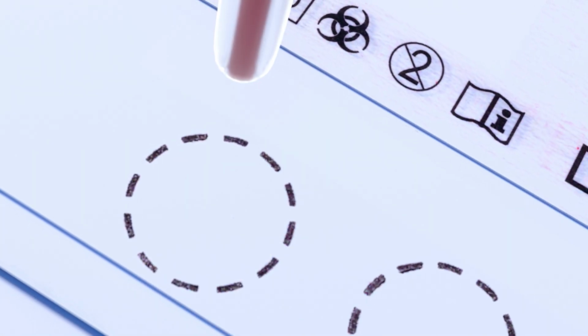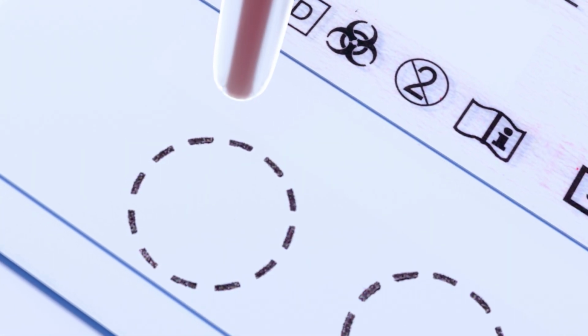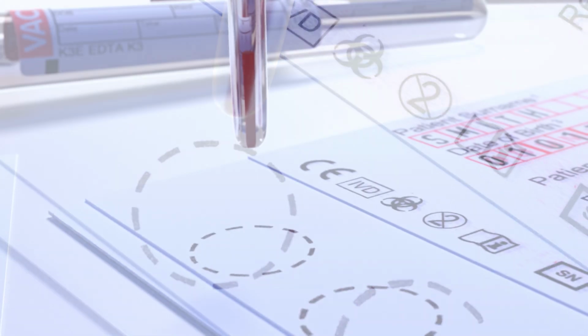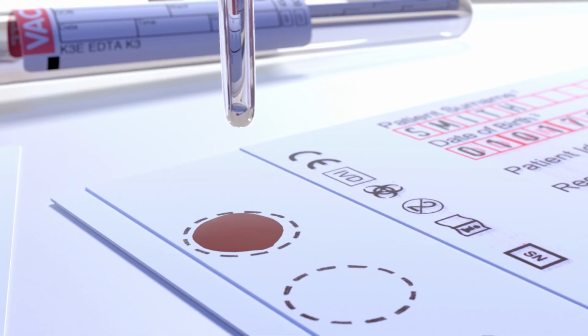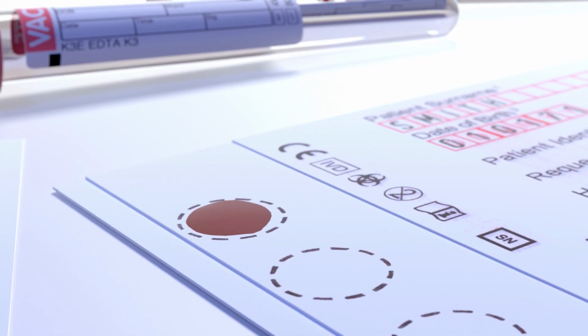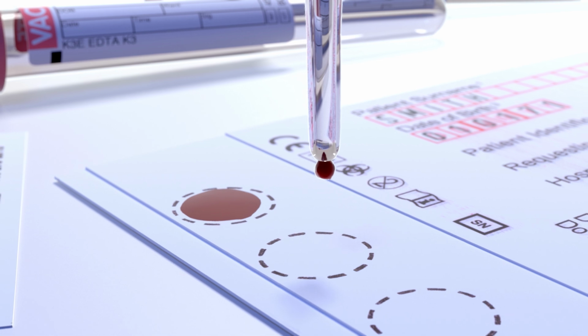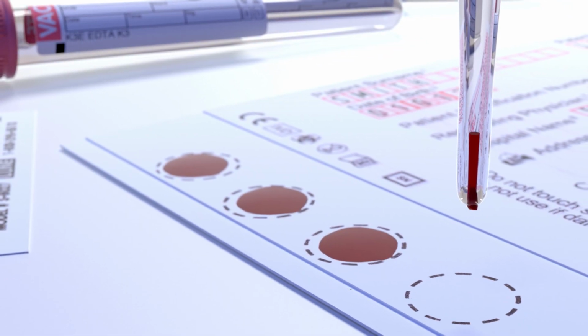Hold the pipette tip above the center of a circle close to the surface but without touching it. Gradually discharge the blood and let it soak into the paper, filling the circle completely with a single application. Repeat the procedure for all remaining circles of the filter paper.